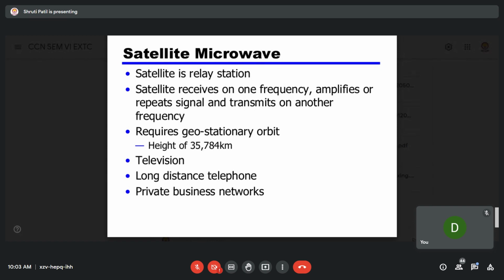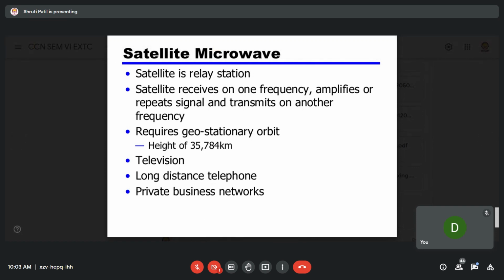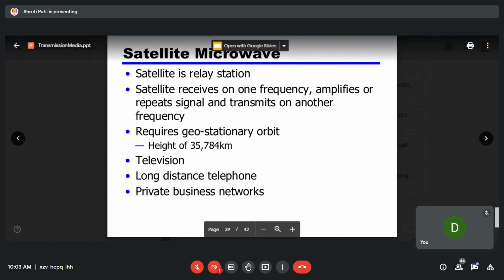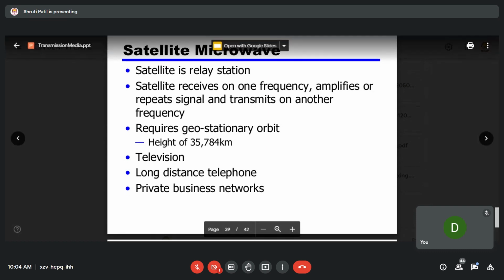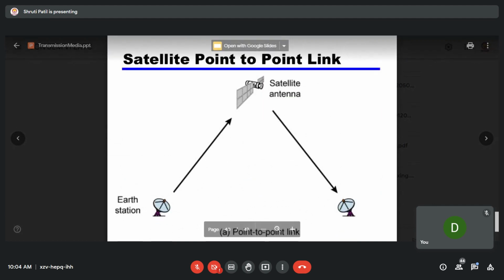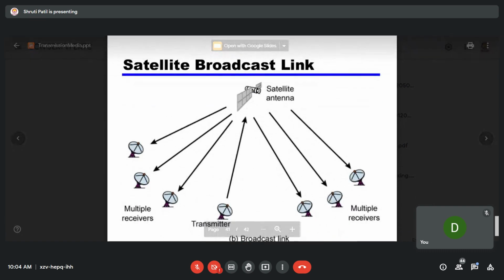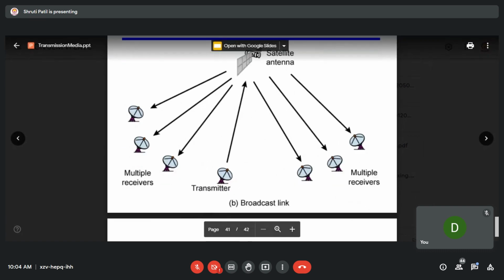It requires geostationary orbits. It is used in television. All of you know that TV has a satellite antenna. Long distance telephone uses satellite communication, and many private business networks use satellite communication. So this is the earth station, and the earth station will be transmitting. This is a satellite antenna, so it will be receiving and transmitting at a different frequency. This is a point to point link, or there can be a broadcast link. There can be one transmitter and multiple receivers. Okay, this is the broadcast link.